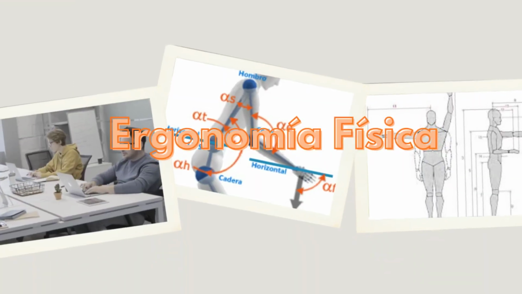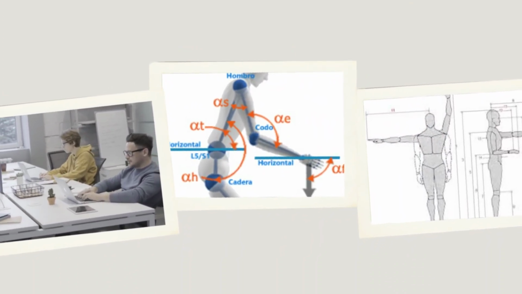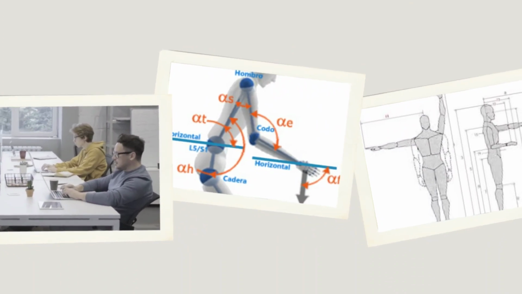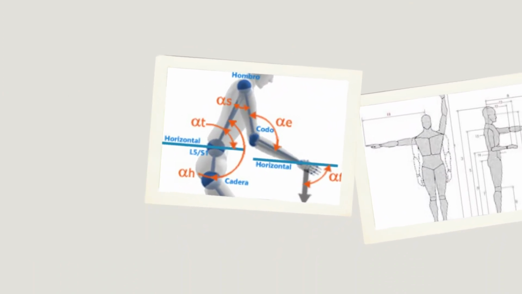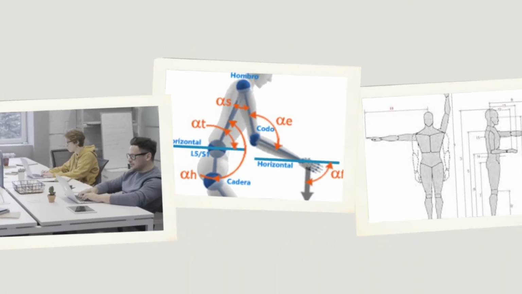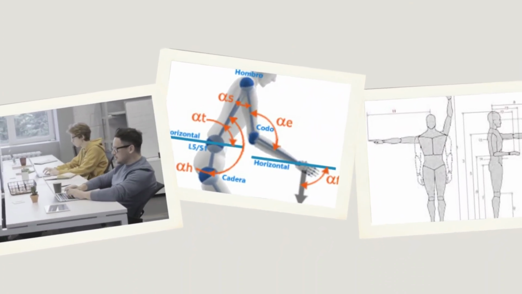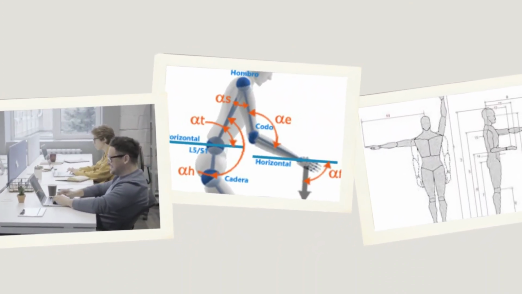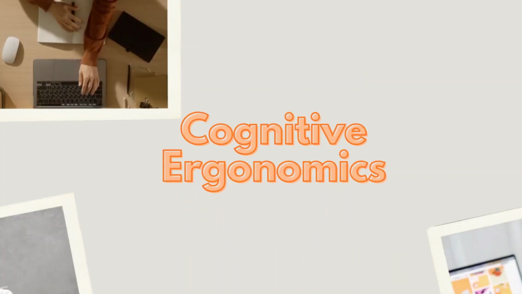Second, physical ergonomics. Therefore, it evaluates the anatomical, anthropometric, physiological, and also biomechanical characteristics of the human being in relation to physical activity. First of all, working postures. Also, the handling of loads. Finally, repetitive movements.